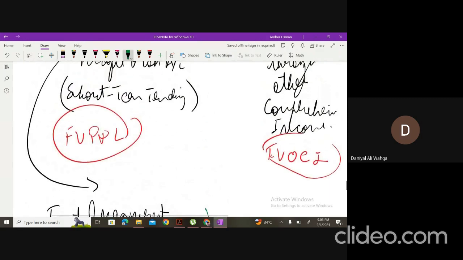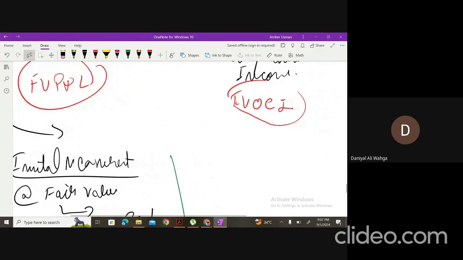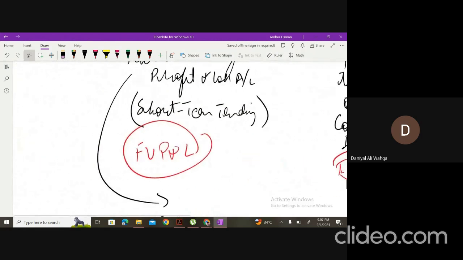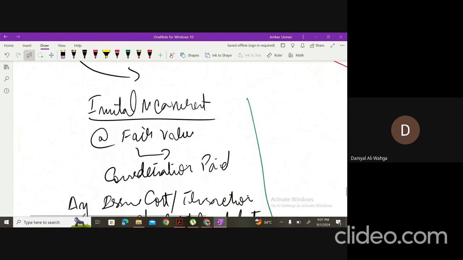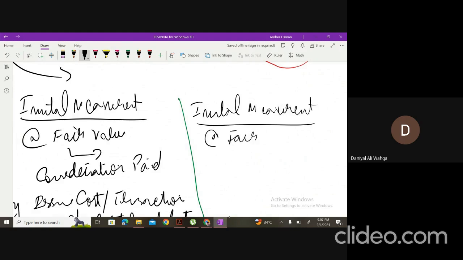On the other hand, if we are using fair value through other comprehensive income, if we have invested in a company and our intention is not short term, it is long term, so we need to take the model of fair value through other comprehensive income. In this model, what will we do? Our initial measurement will be at fair value.